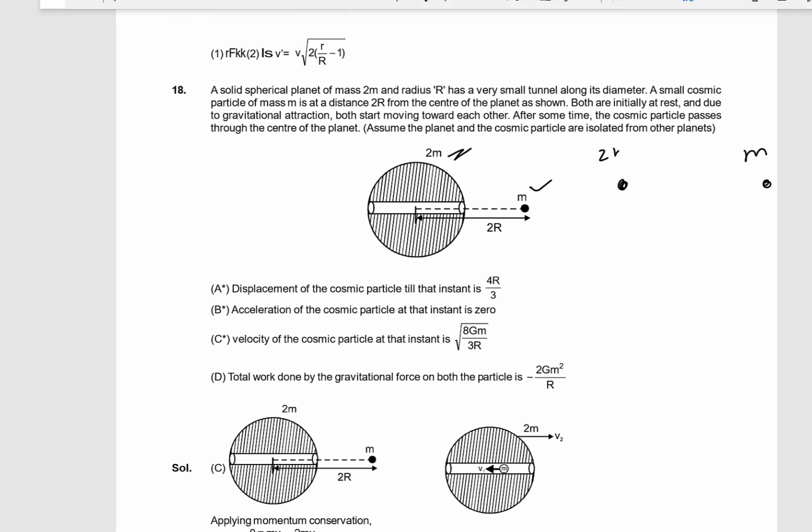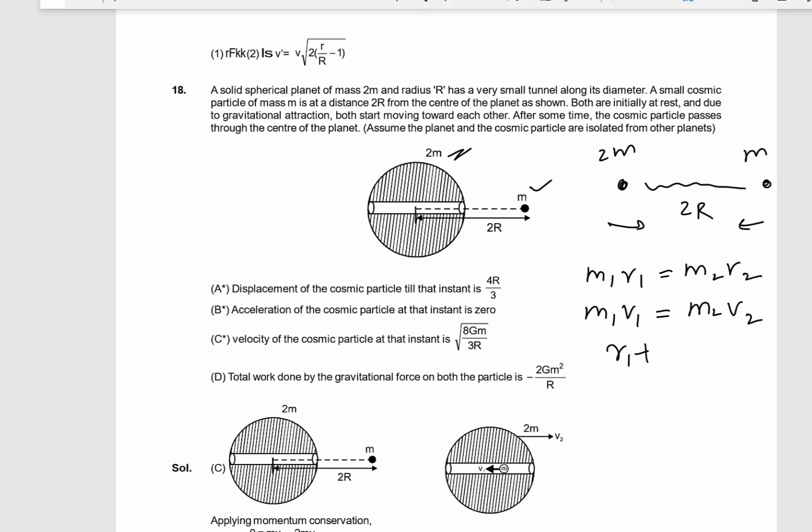Now, the distance between them is 2r. So 2m will move this side, m will move this side. We have all these relations, right? m1 r1 equal to m2 r2, a center of mass question. We also have m1 v1 equal to m2 v2. We also have r1 plus r2; when they reach the center, r1 plus r2 equals 2r. What we have to find is the displacement of the cosmic particle, so we have to find r2. We'll get r2 as 4r by 3.